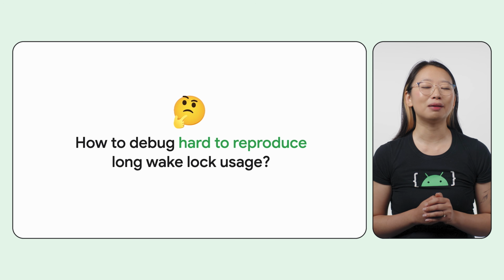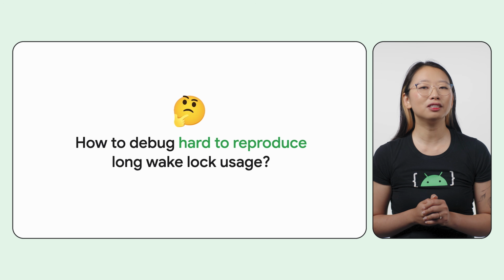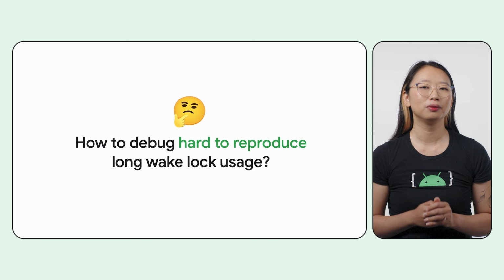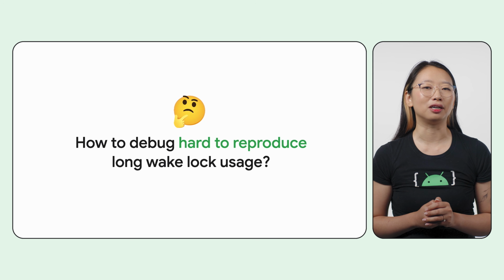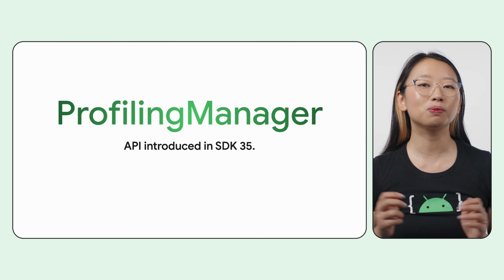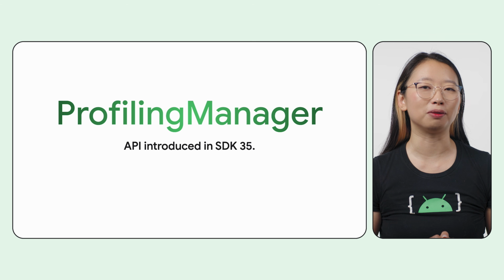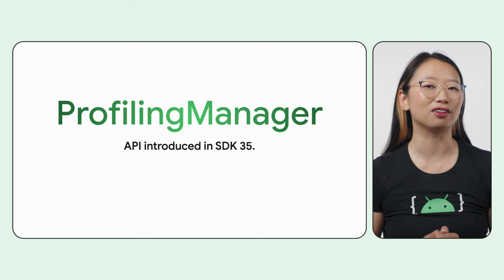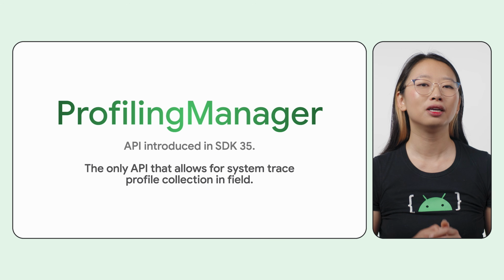You may have noticed that many tools I suggested here are for debugging while manually using the app. What do I do if I want to debug a particularly hard to reproduce issue in production? This is where ProfilingManager, a new platform API introduced in SDK 35, comes into the picture.